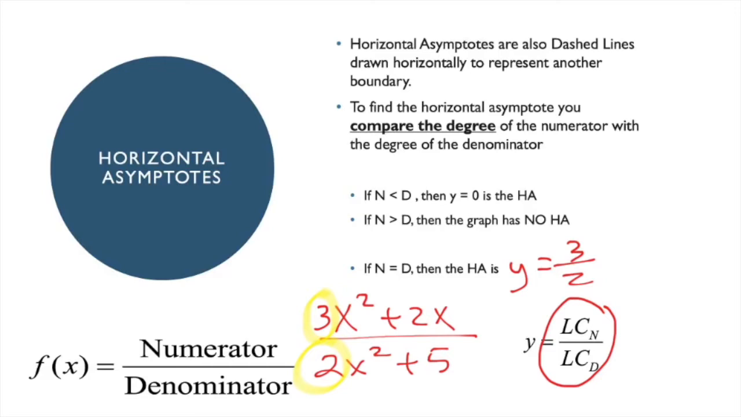Okay? So if the degrees are equal, then I just take the leading coefficient of the numerator and divide it by the leading coefficient of the denominator. That is what this piece over here means. LC means leading coefficient, that's correct, and the little n down the bottom means of the numerator. And then this means leading coefficient of the denominator.